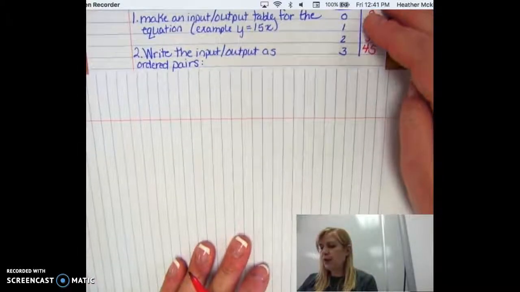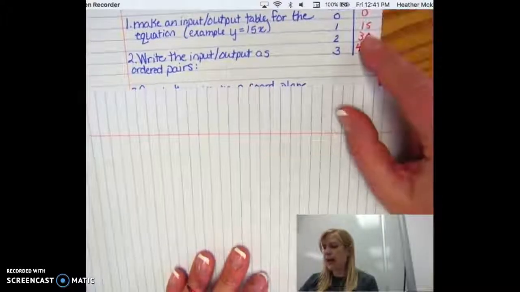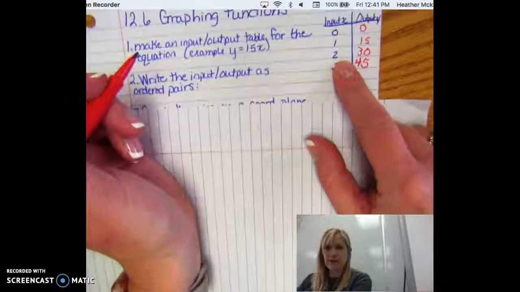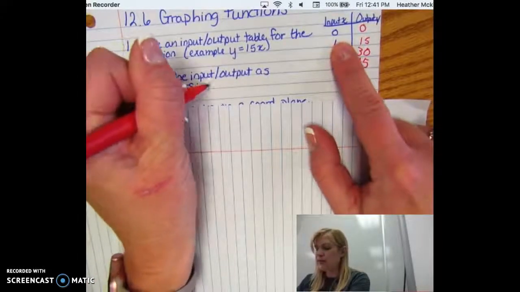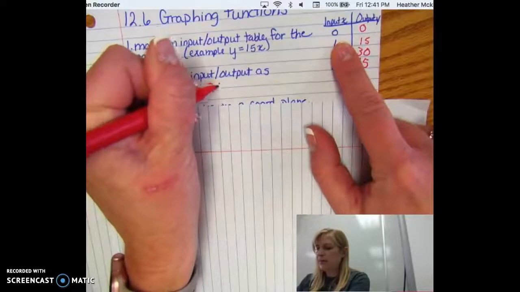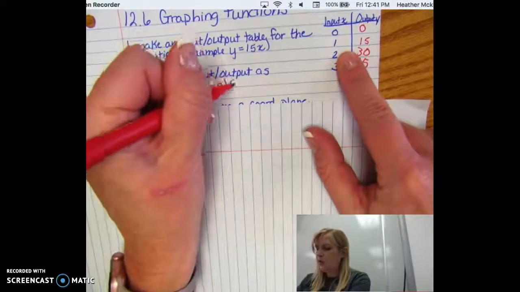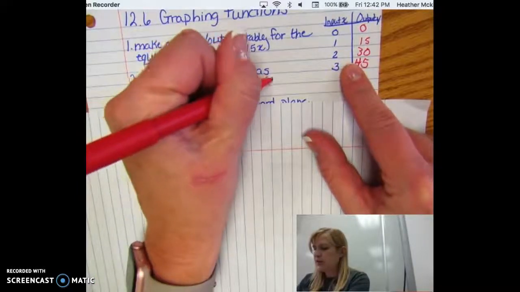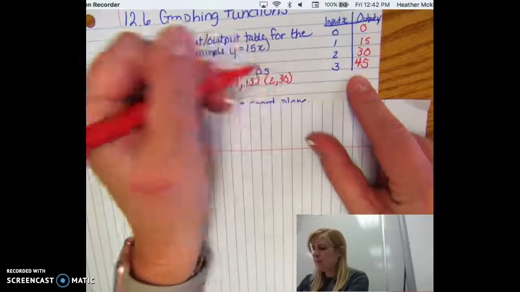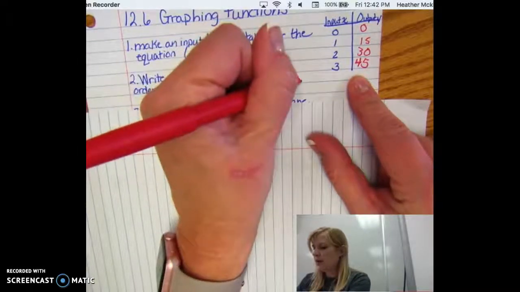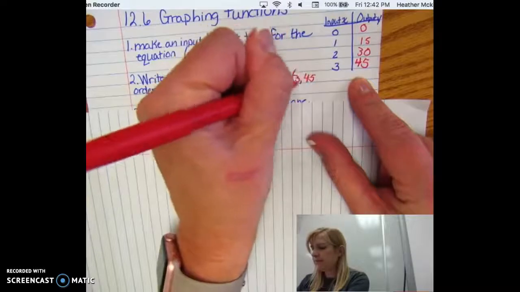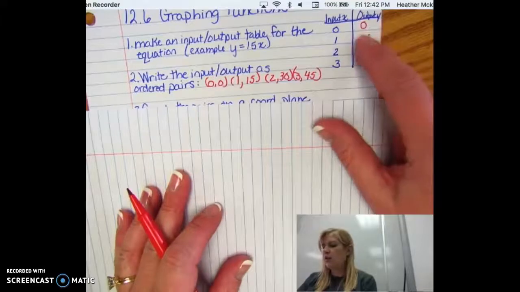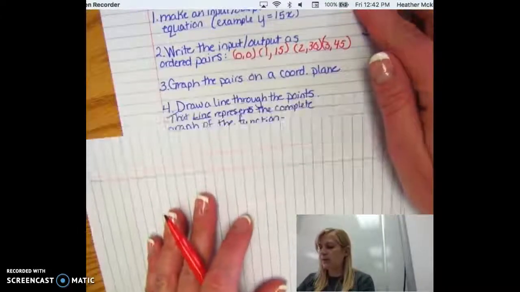And then you're going to write the input-output table as ordered pairs. So I'm just going to go straight across. The reason I like them vertically when I'm graphing is I can instantly see 0, 0, then it's 1, 15, and then it's going to be 2, 30, and then 3, 45. I put them in parentheses to show these are the various ordered pairs using this input and output table.